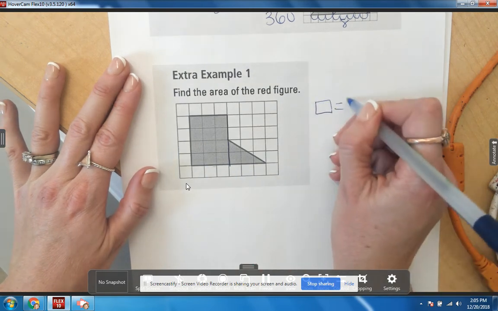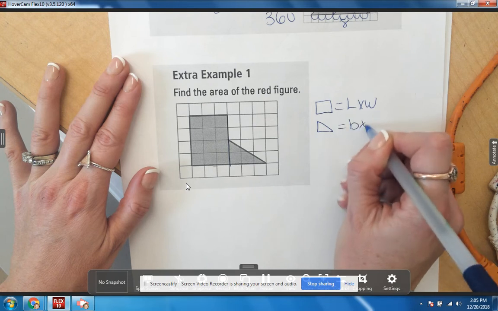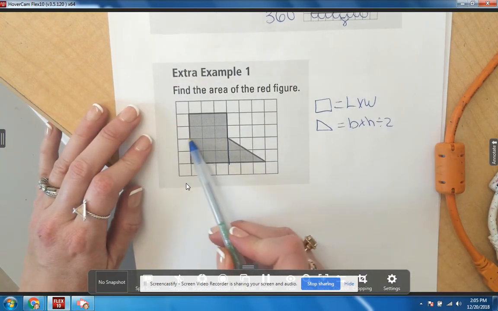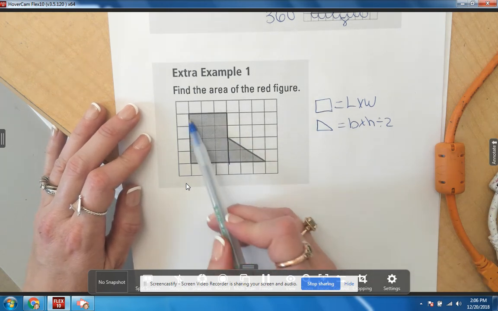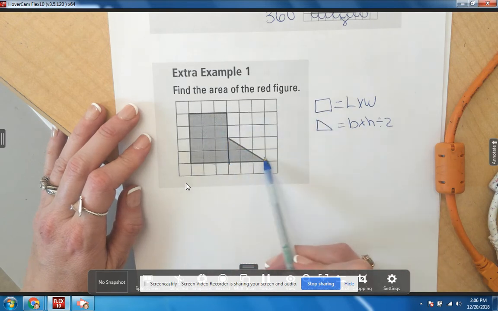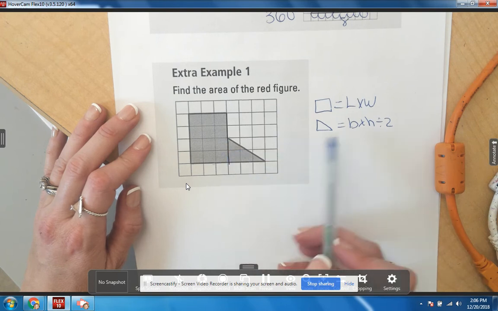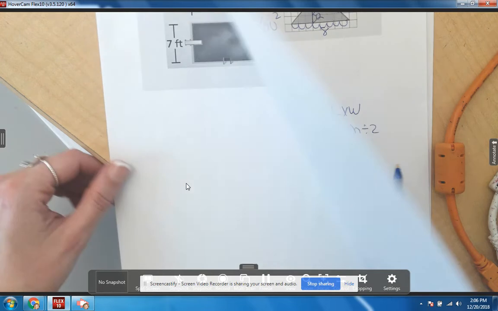So again, rectangle is length times width. Triangle is base times height divided by 2. Or you could have drawn a line here and had a rectangle and a trapezoid. I think that's a little bit more work, but it would give you the same exact answer. So see if you could find your length and your width, multiply them to get your rectangle, and then see if you can get your base times your height. But remember, this is base times height divided by 2 to get your triangle, and then add them together. So see if you could finish off that one.